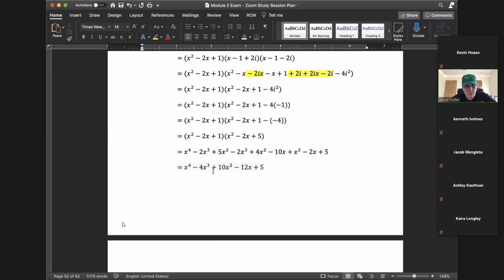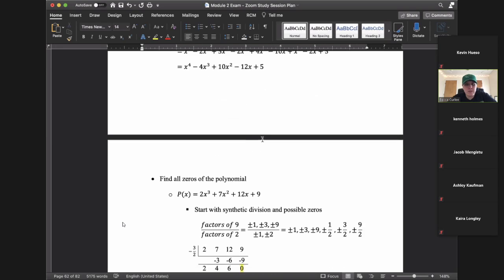Then we're going to multiply these two together, and we've got x to the fourth minus 2x to the third plus 5x squared minus 2x to the third plus 4x squared minus 10x plus x squared minus 2x plus 5. Simplifying that, we've got x to the fourth minus 4x to the third plus 10x squared minus 12x plus 5. Just make sure you're distributing properly every time, distributing each term to every other term, and you'll be fine.